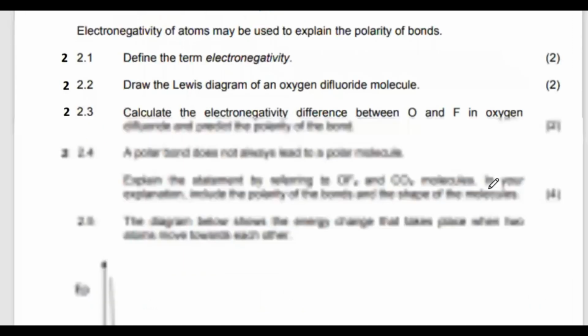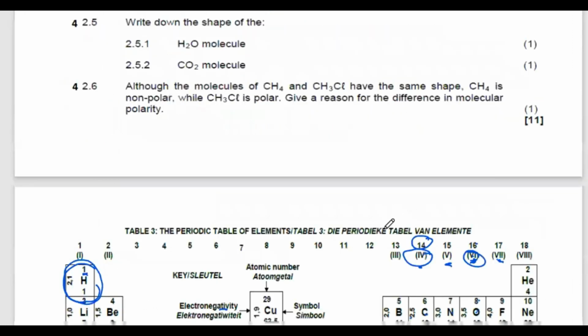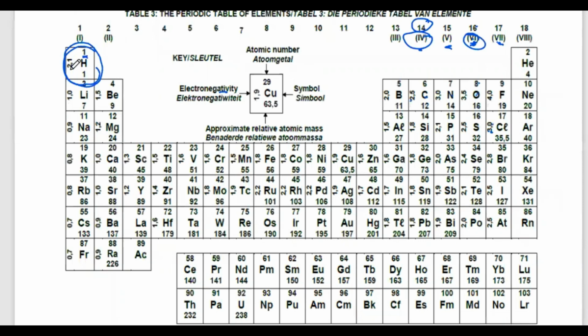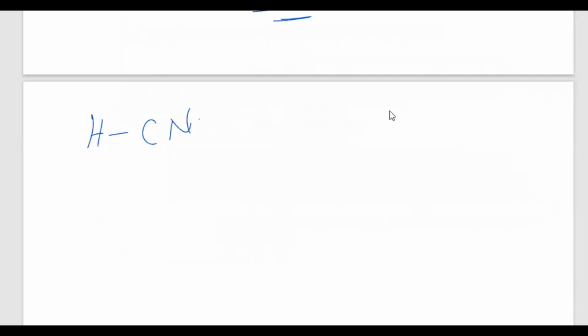Don't forget, hydrogen is what? Come here and see. Hydrogen here is 2.1, and then carbon here is 2.5. So when I subtract, it's going to be 2.5 minus 2.1, which gives me 0.4. Yes, cool. What about now?